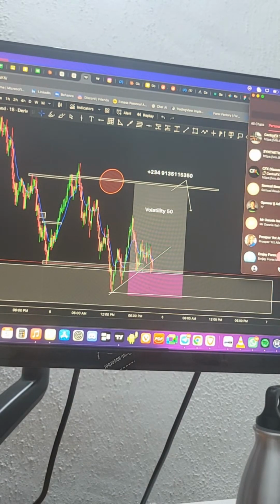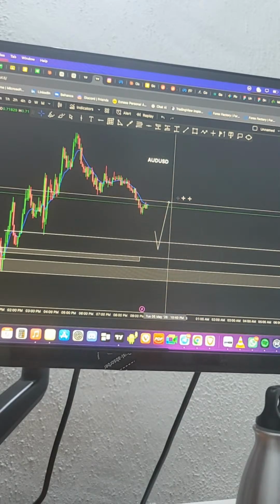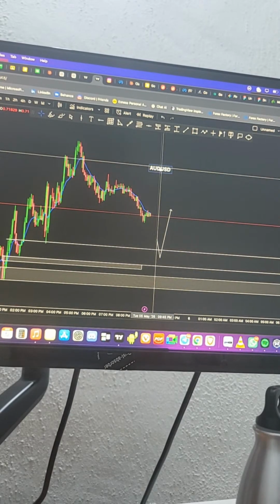So I'll be going offline soon. So if you want to take the trade, just make sure that you are monitoring this trade. So this is Forex, and this is AUD USD.